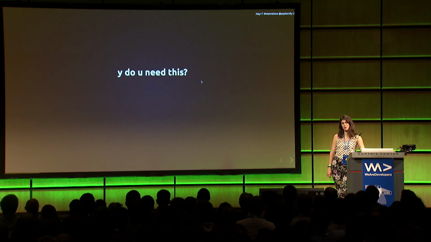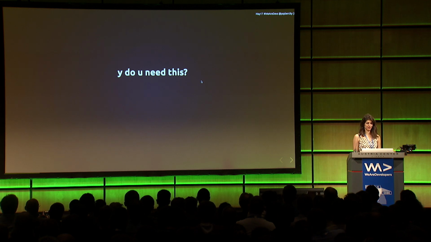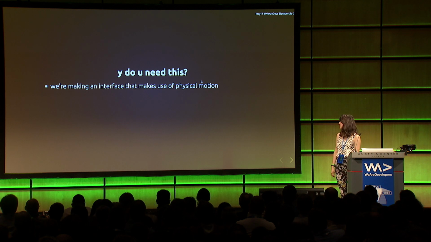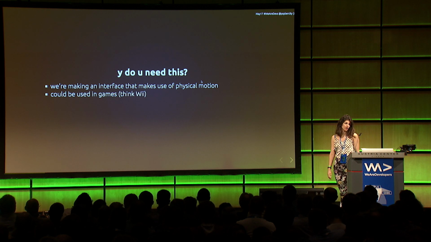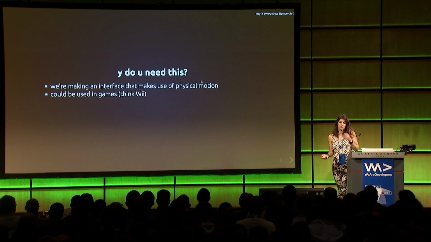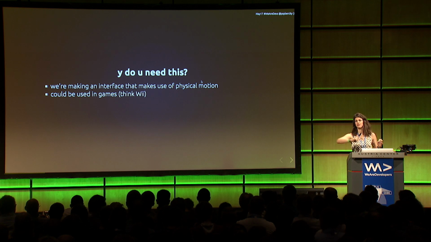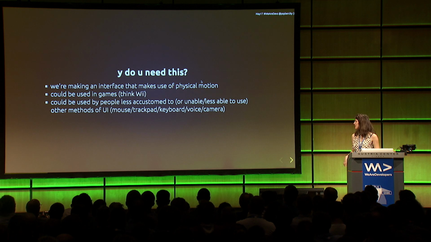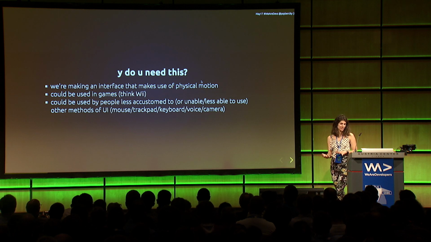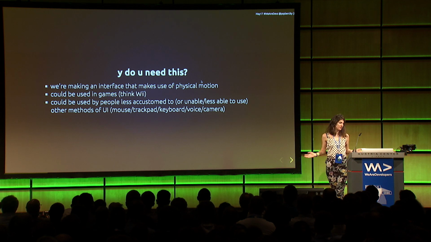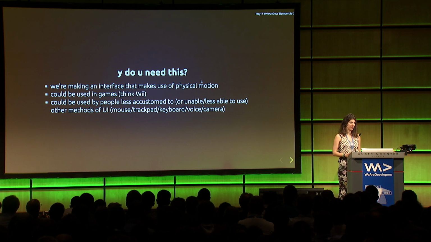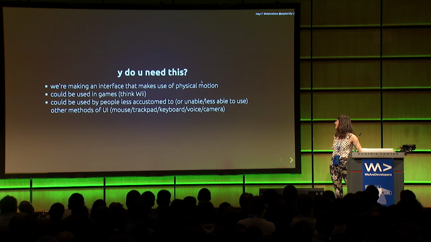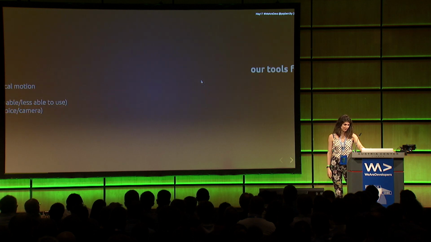OK, so why do we need such an interface? We're making an interface that uses physical motion. This could be used in games. Again, think of the Wii. Like you can do like this and move a racket or whatever. And it can be used by people who are less accustomed or less able to use other methods of user interaction, such as the mouse, the trackpad, the keyboard, or the voice, the camera, the other methods of user interaction.